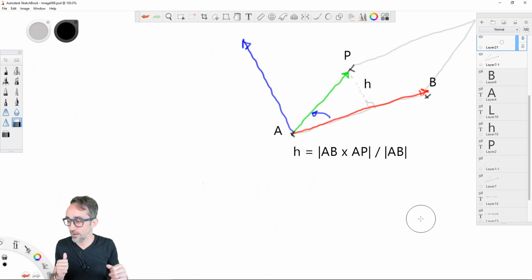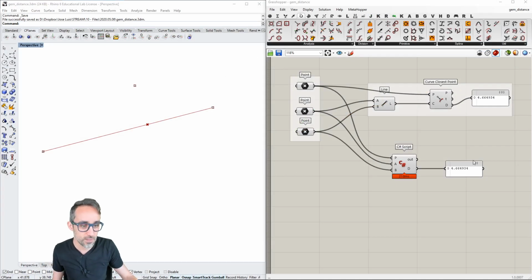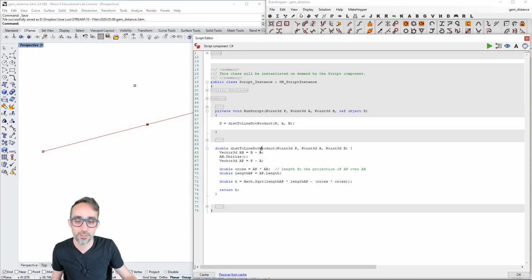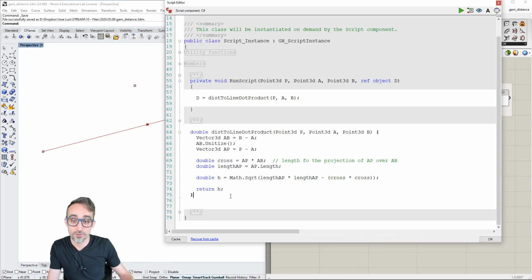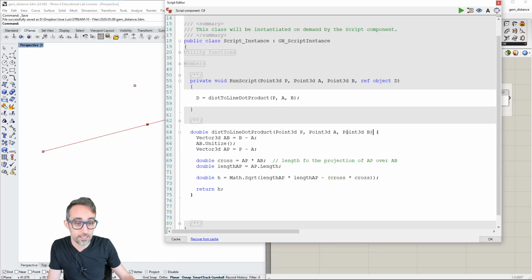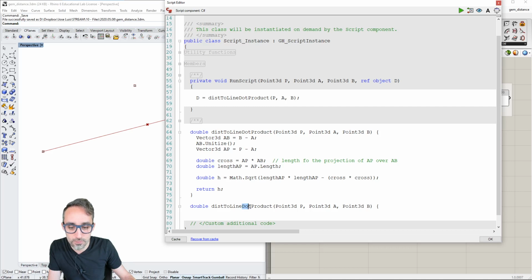Let's now go back to the code and implement this. I'm going to do it right away now, just because I want to be clean. I'm just going to do this right away in a function. So I'm going to write a function here called dist to line, but now it's going to be cross product.